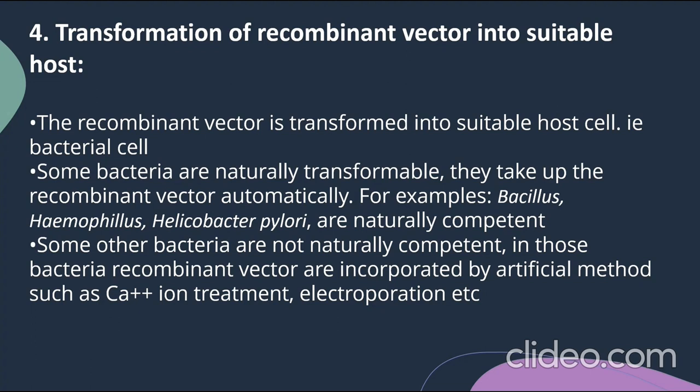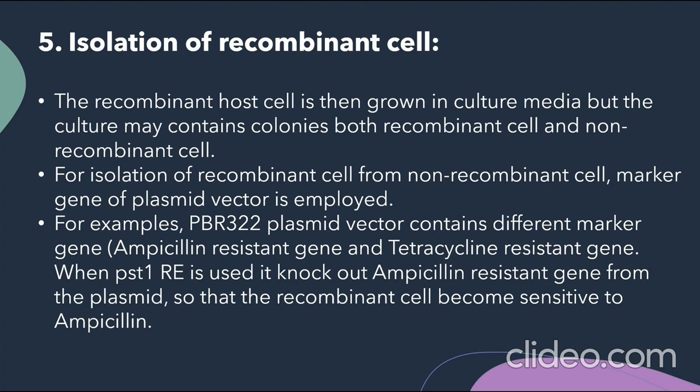And the final step is isolation of the recombinant cell. The transformation process generates a mixed population of transformed and non-transformed host cells. The selection process involves filtering the transformed host cells only. For isolation of recombinant cells from non-recombinant cells, the marker gene of the plasmid vector is employed. For example, the pBR322 plasmid vector contains different marker genes, an ampicillin resistance gene and a tetracycline resistance gene. When the PstI restriction enzyme is used, it knocks out the ampicillin resistance gene from the plasmid so that the recombinant cell becomes sensitive to ampicillin.